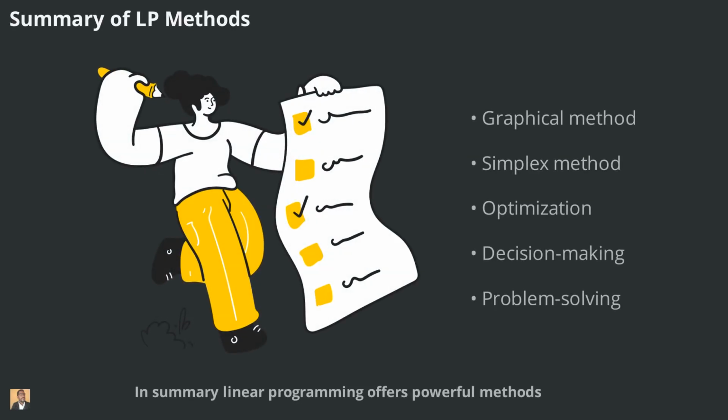Summary: linear programming offers powerful methods for optimizing outcomes in various fields. The graphical method is ideal for simple, two-variable problems, while the simplex method handles complex, large-scale problems efficiently. Understanding both methods equips you with valuable tools for decision-making and problem-solving.